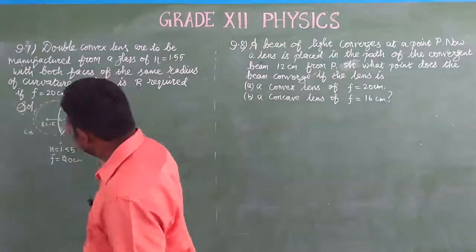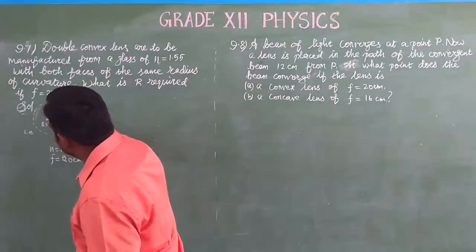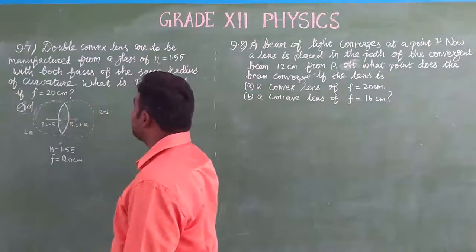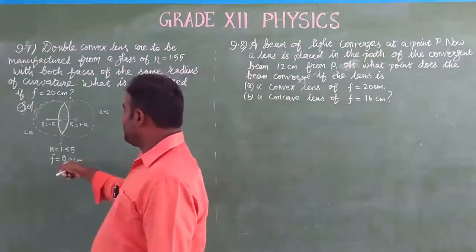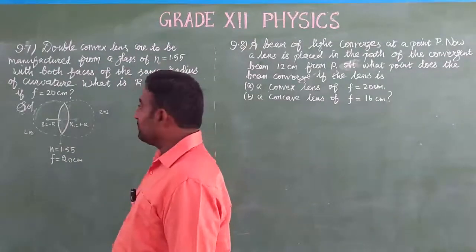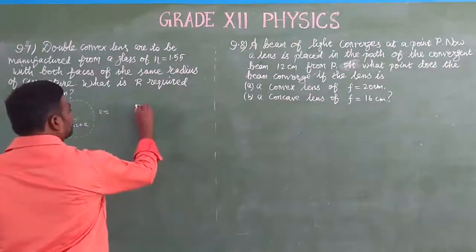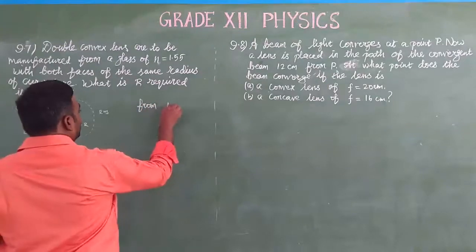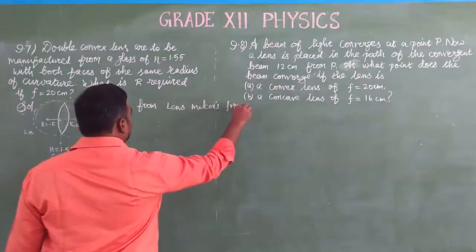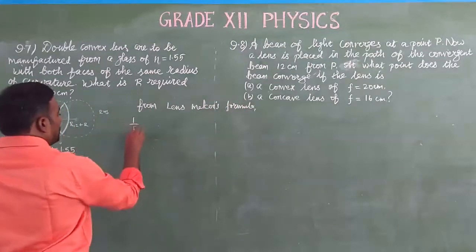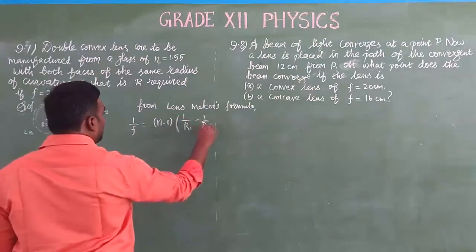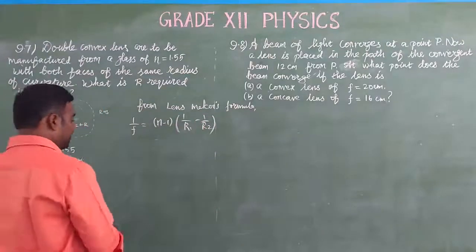I repeat once again, there is a double convex lens of the same refractive index, but both faces having the same radius of curvature, having a focal length of 20 centimeters. What would be the radius of curvature required? We know the lens maker's formula: 1 by f is equal to (n minus 1) into (1 by r1 minus 1 by r2). Substitute all the given values.